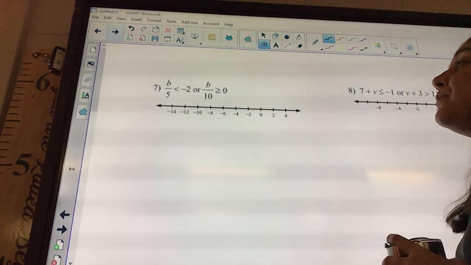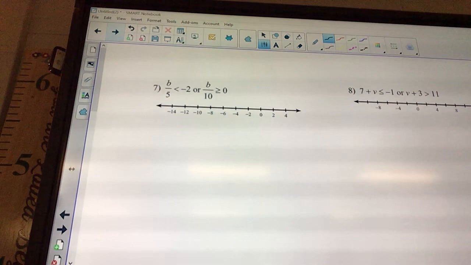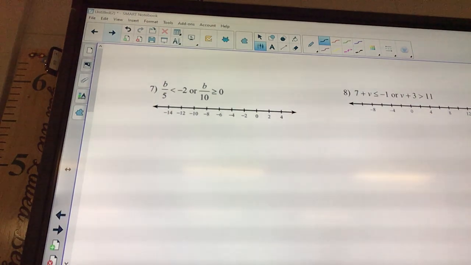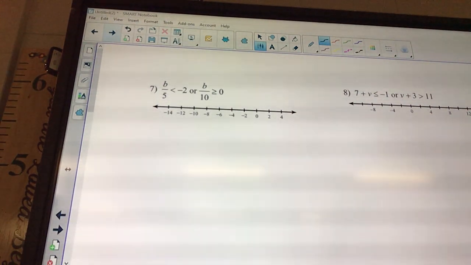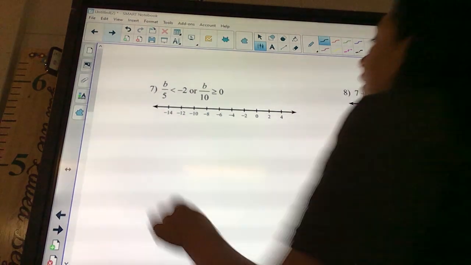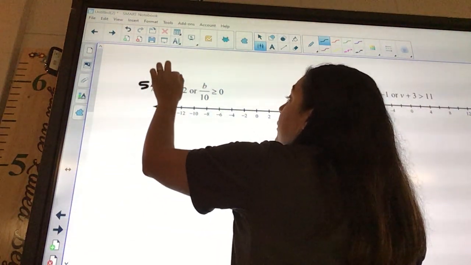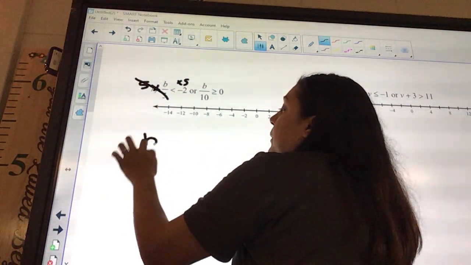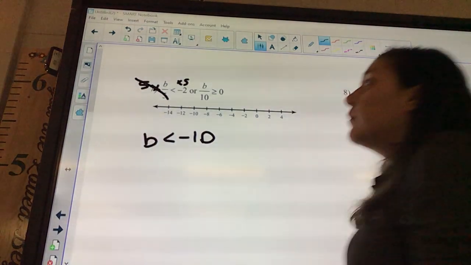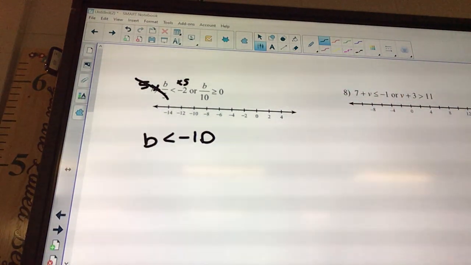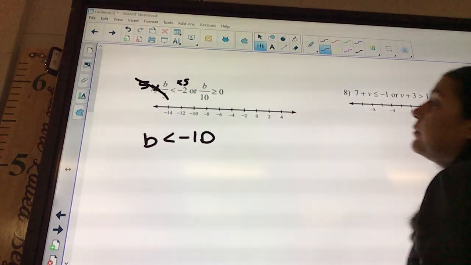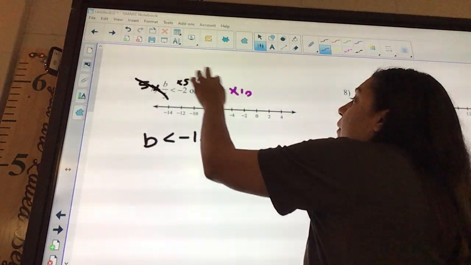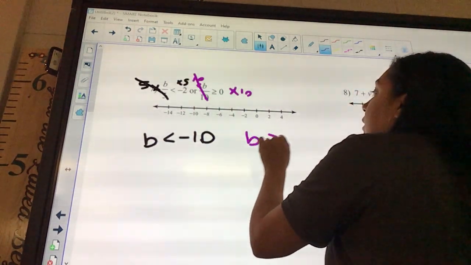Okay, look at 7. What do we need to do? Okay, we need to times by 5, so times 5. If I do it to one side, I gotta do it to the other side. Do I need to flip? No. Okay, and then what about the other one? Times 10, times 10. I don't need to flip.